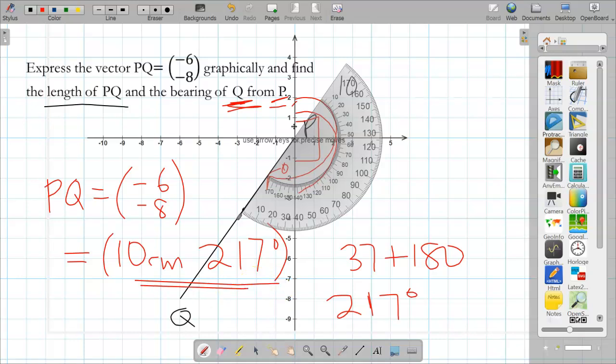I'm sure this has really helped you to understand how to represent vectors graphically, using a protractor to measure angles to get accurate dimensions or accurate direction.